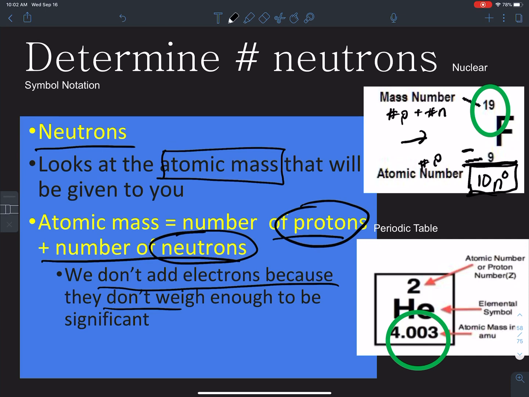So we can say for fluorine, we have accounted for 9 protons. And since this is from the periodic table, we're going to say that it also has 9 electrons, and it has 10 neutrons. And I use a little 0 to show the charge of the neutron, just like I use a plus and a minus sign for the protons and the electrons. So these are the number of subatomic particles found in a fluorine atom.